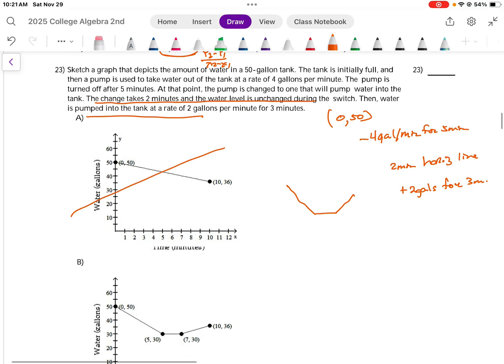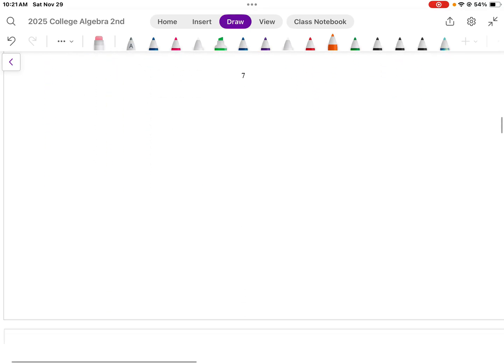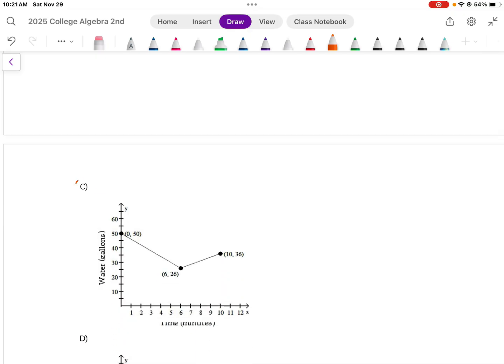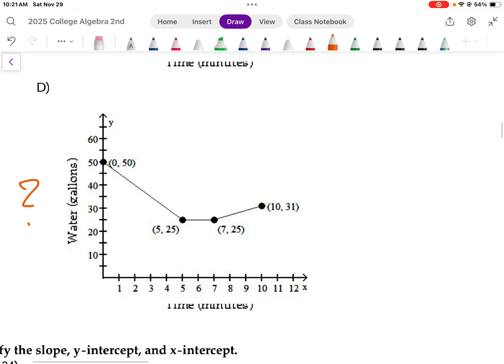So it's not that one. Ooh, that's a possibility. Not that one. Ooh, that's a possibility. Okay, so I got two: B and D. Now let's say I'm down here on this one. So I see this is 2 minutes. 5 to 7 is 2 minutes. So now I got to check the slopes of these lines here. Is this one going up at a rate of plus 2 gallons per minute? And is this one going down 4 gallons per minute?